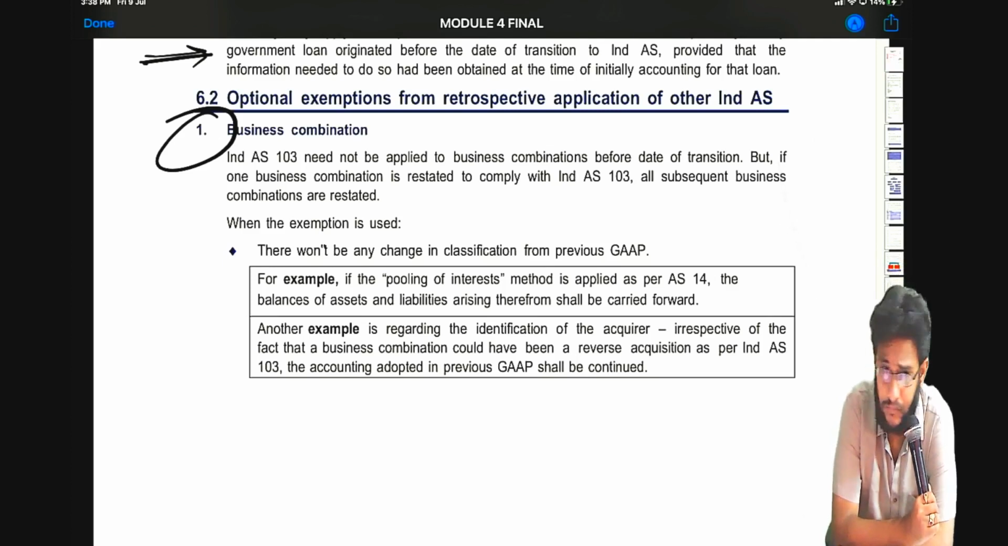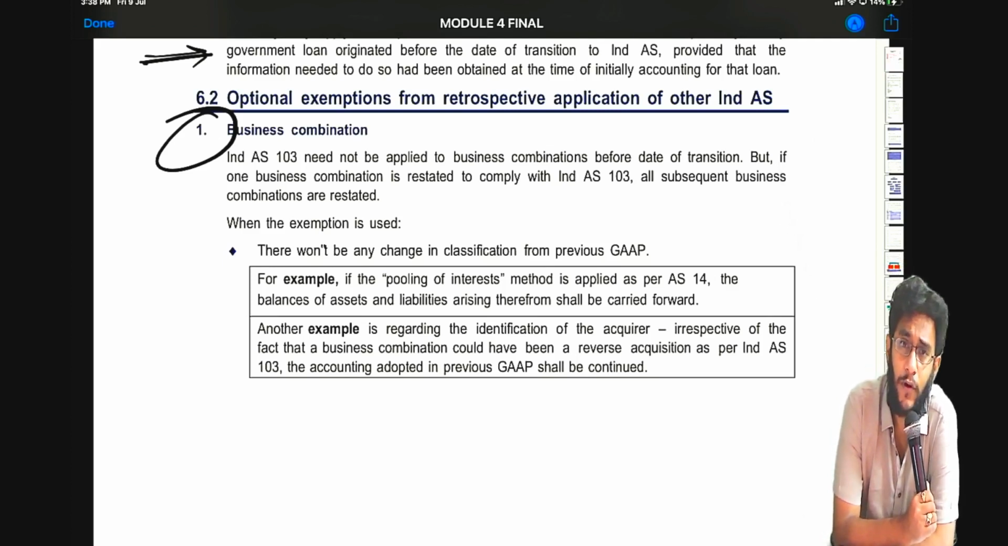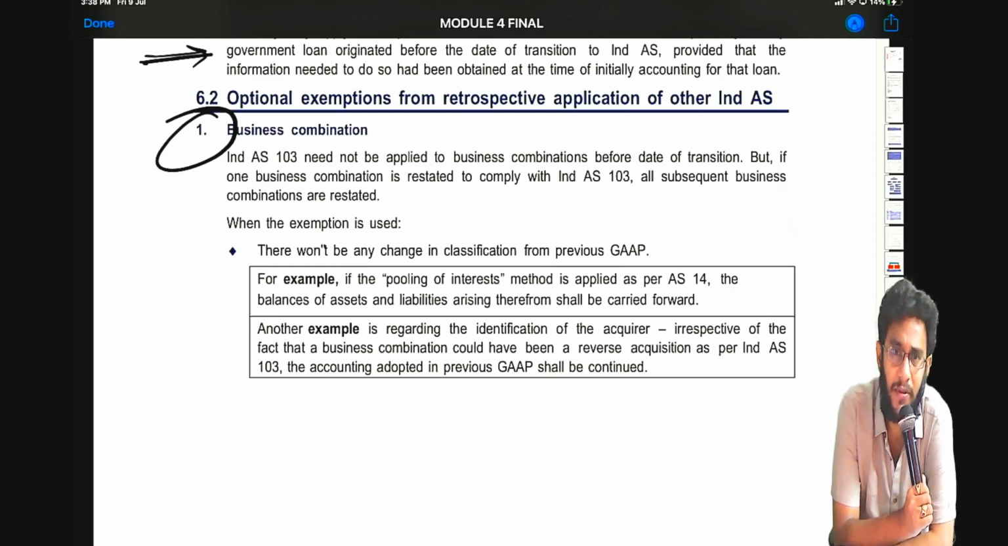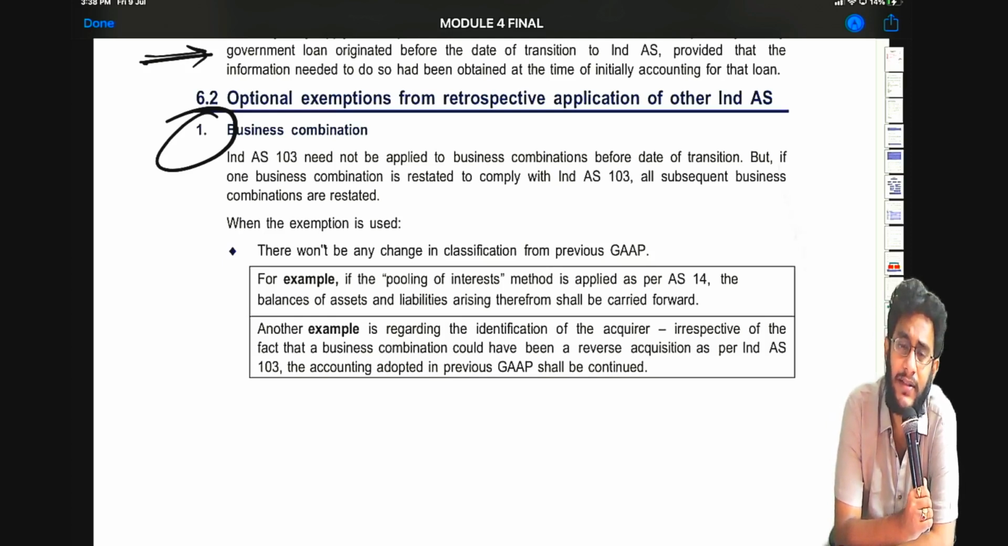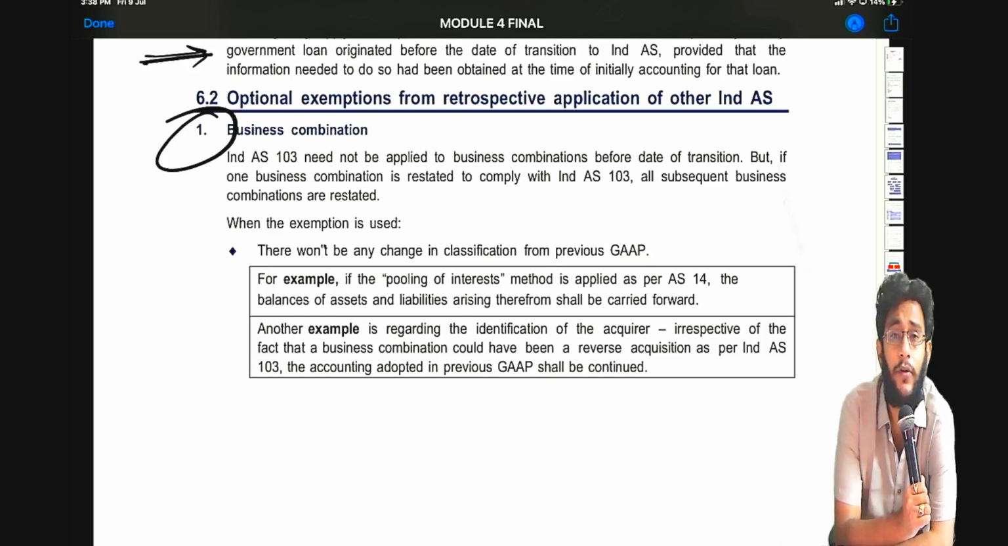Moreover, just imagine, sir, you followed AS, and you are an entity converting into Ind AS right now. In the past, you acquired some other entity. When you acquired it, you classified the amalgamation as amalgamation in the nature of merger and did pooling of interest accounting, meaning incorporating all the assets and liabilities at book value. Now, you all know that in Ind AS 103, pooling of interest accounting is not there except for common control transactions. Normally, when one entity takes over another entity, you have to apply the acquisition method.